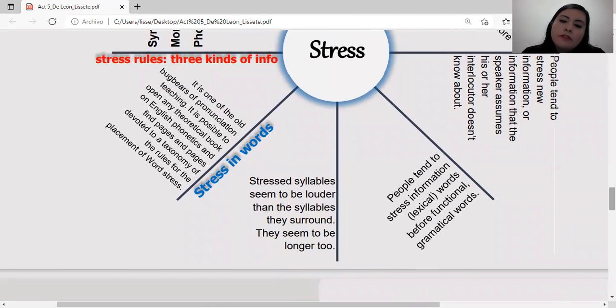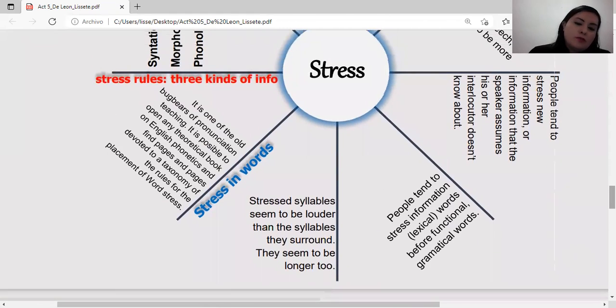People tend to stress information, lexical words before functional, like grammatical words. Stressed syllables seem to be louder than the syllables they surround. They seem to be longer too. Okay, so another heading is stressing words. It is one of the old bugbears of pronunciation teaching. It is possible to open any theoretical book on English phonetics and find page after page devoted to a taxonomy of the rules for the placement of word stress.